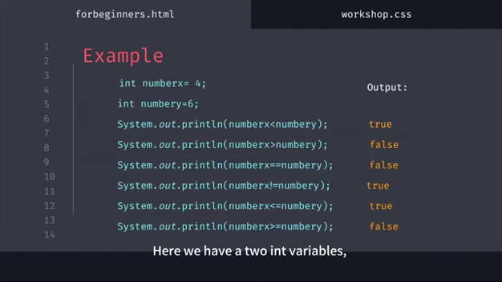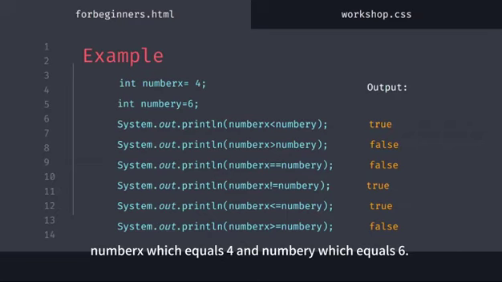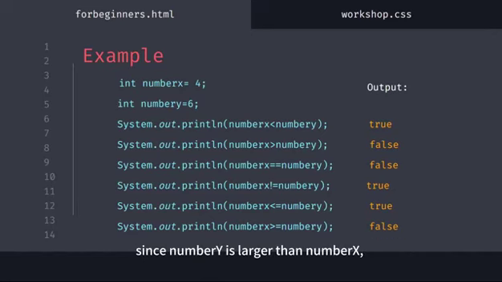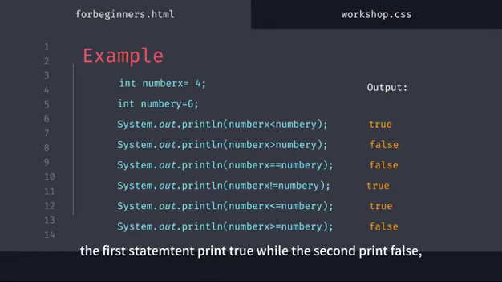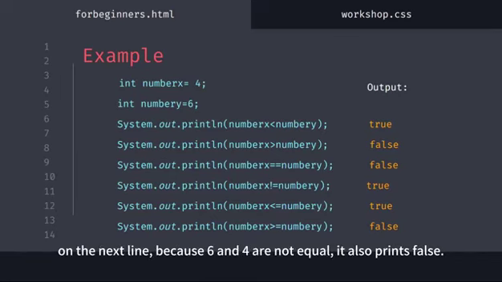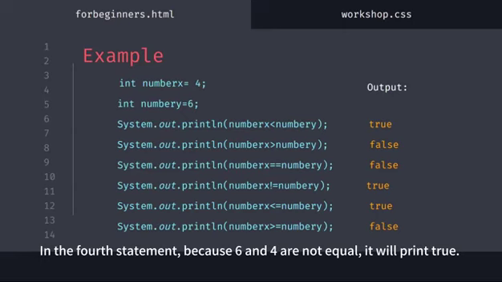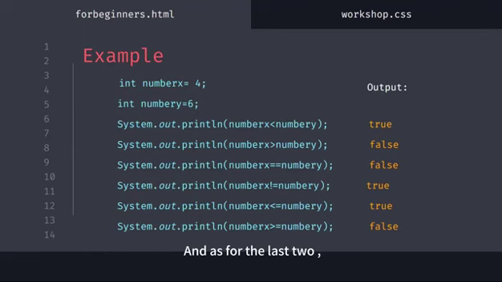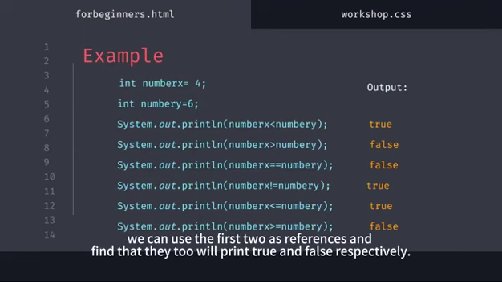Here we have two int variables, numX, which equals 4, and numY, which equals 6. The first three statements are pretty straightforward. Since numY is larger than numX, the first statement prints true, while the second will print false. On the very next line, because 6 and 4 are not equal, it also prints false. In the fourth statement, because 6 and 4 are not equal, it will print true. And as for the last two statements, you can use the first two as references and find that they too will print true and false respectively.